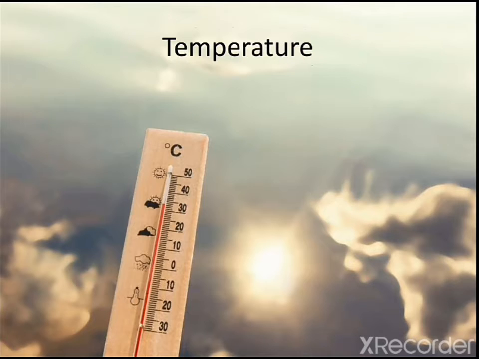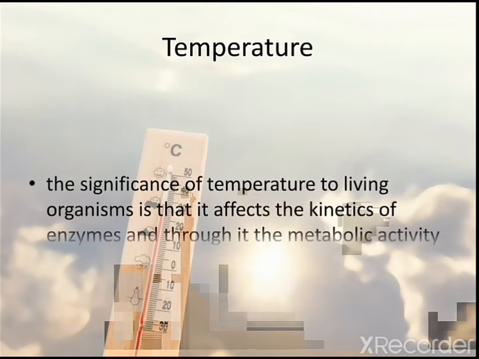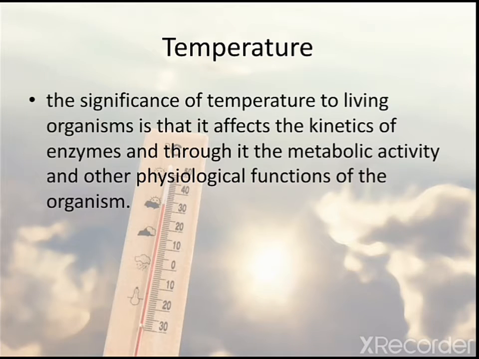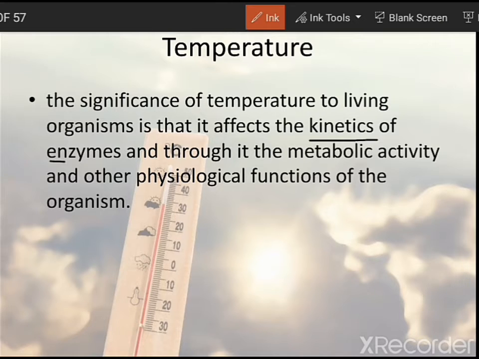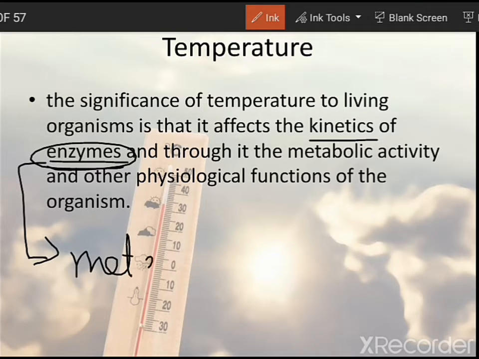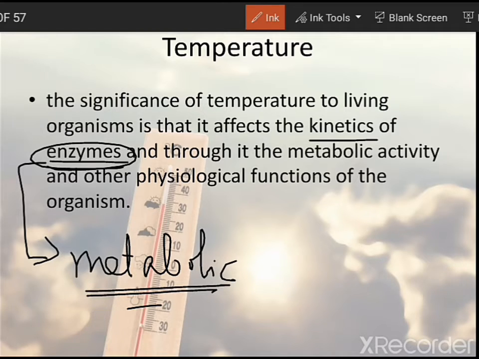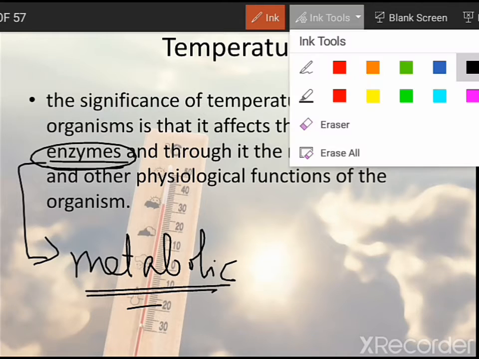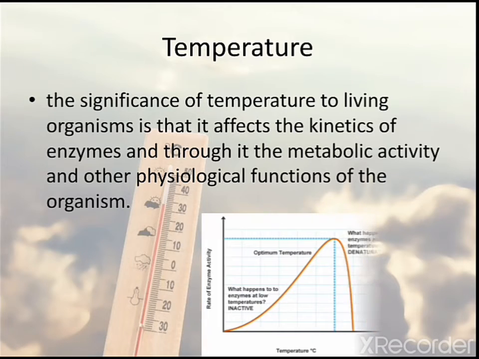So let us see the next important point, that is the importance of temperature in the life of an individual organism. Temperature is having an extreme significance because it affects the kinetics of enzymes, and we know that enzymes are important for every metabolic activity. So if enzymes are absent, or if enzymes are not working properly, then the metabolism of the person is hampered, and this is extremely critical because it can have adverse effects on the functioning of the various systems of the body. So if we plot a graph between temperature and enzyme action, it looks something like this.